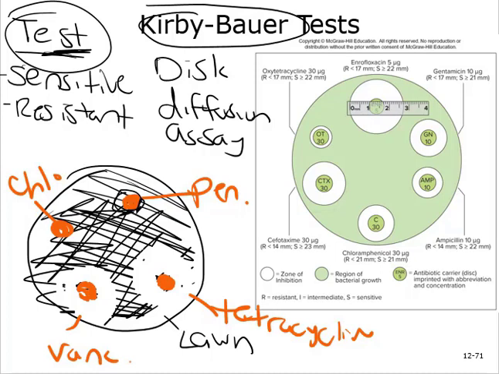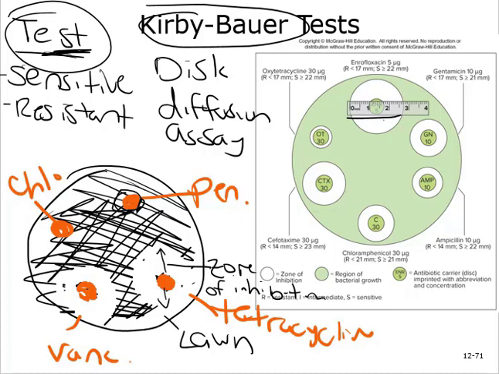After this, you measure the diameter of the zone of clearing. Okay, so zone of clearing, or zone of inhibition. Just like pictured here, you'll take a ruler and you'll measure the zone of inhibition.